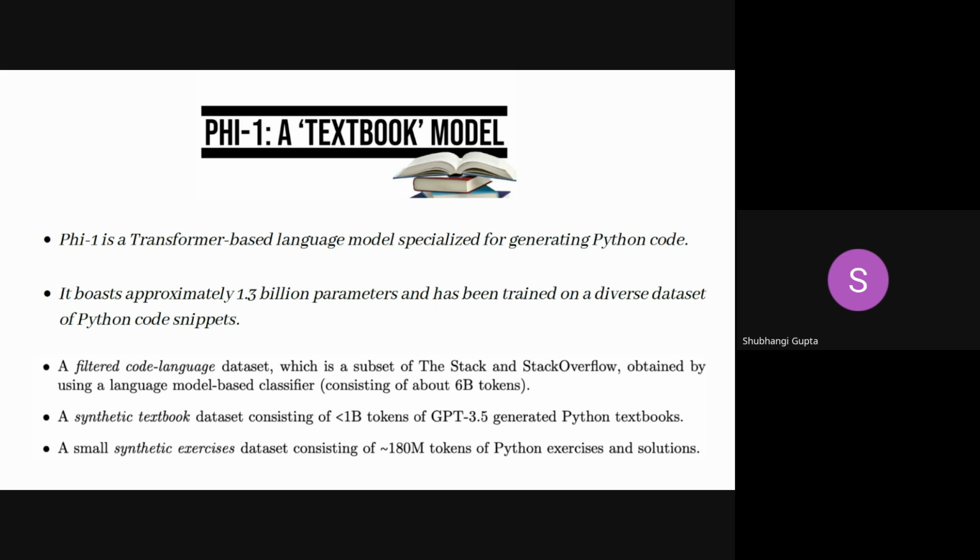The first one is the filtered code of Stack and Stack Overflow that comprises approximately 6 billion tokens. Then there is a synthetic textbook that consists of about 1 billion tokens of GPT-3.5 generated Python textbooks. Then there is a small synthetic data set that consists of 180 million tokens of Python exercises and solutions.